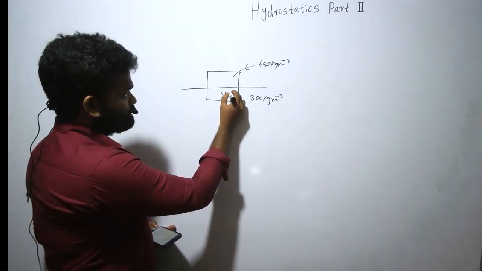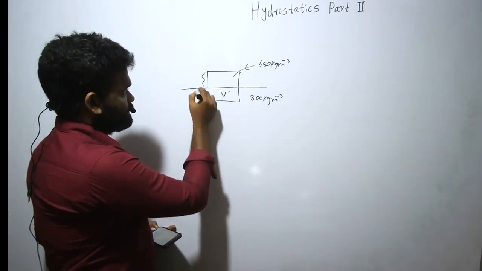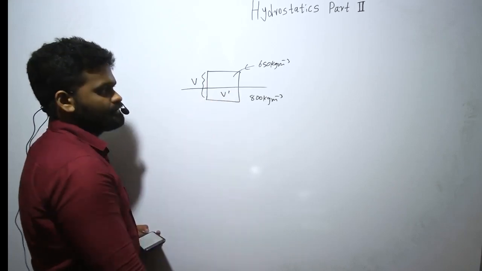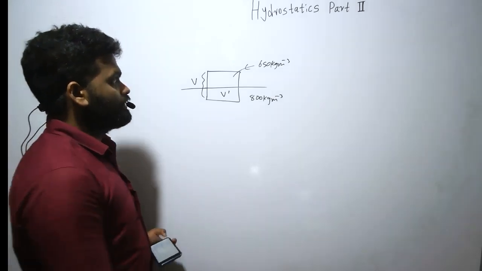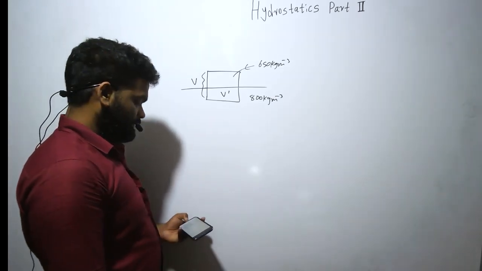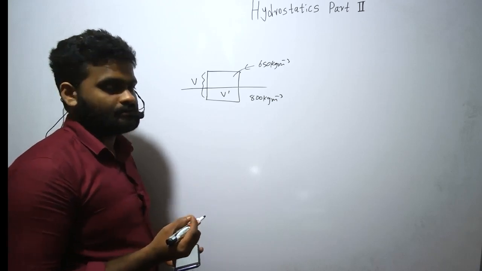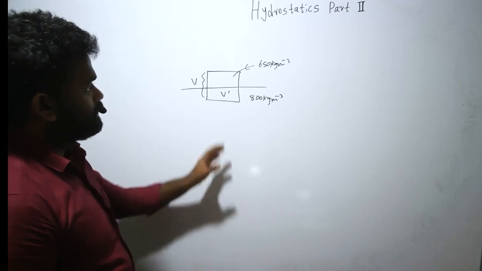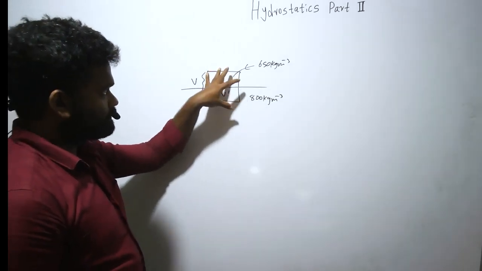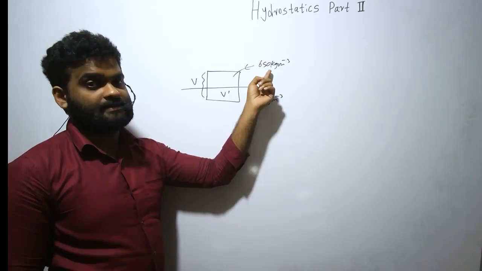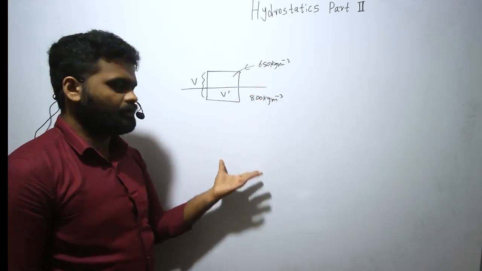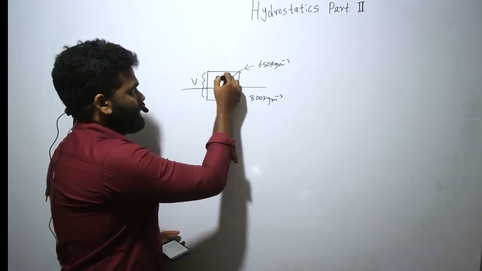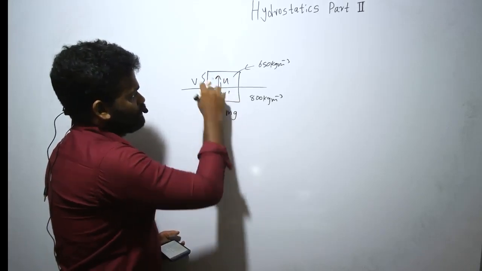So let's say the immersed volume is V dash, and the total volume is capital V. Immersed volume is V dash, or the displaced liquid volume. What they ask is the immersed fraction of volume. So how do you do that? You can understand this object obviously floats. If it is a solid object and it has less density compared to the liquid, it floats. So if it floats, upthrust is equal to the total weight.